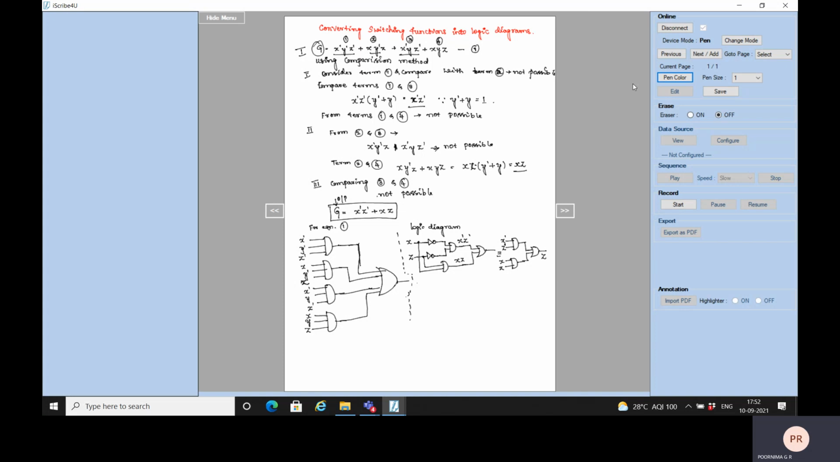So this is an unoptimized circuit that we'll be having. And if the optimized circuit, if we have to derive, then this will be the logic diagram that you can take for the consideration of any logic diagram after simplifying the given switching equation.